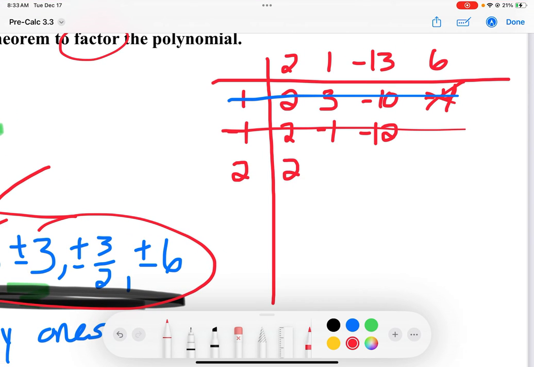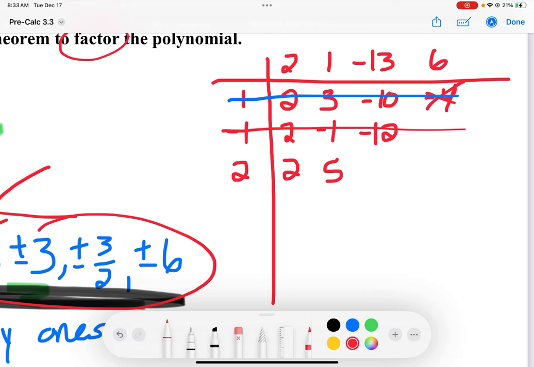So we bring down the 2. 2 times 2 is 2. 2 plus 1 is 3. 2 times 3 is 6. Actually, I added that up wrong. I just realized. 2 times 2 is 4, and 4 plus 1 is 5. Good thing I caught that, because that would have screwed up the problem.